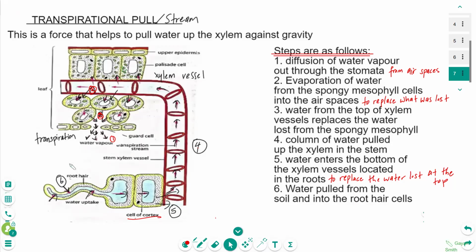So if you don't have any pump to push the water up, then you have to devise a second system where you pull the water up by a suction system. And so this is the suction system that plants have devised.